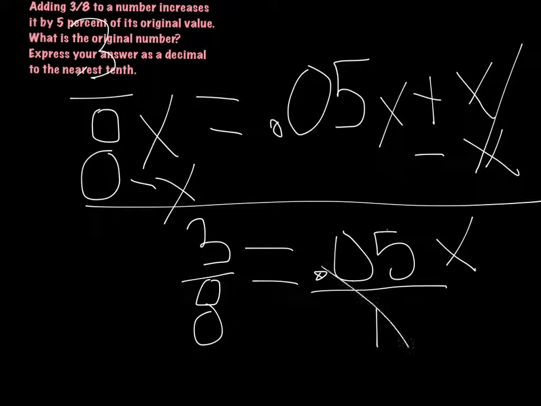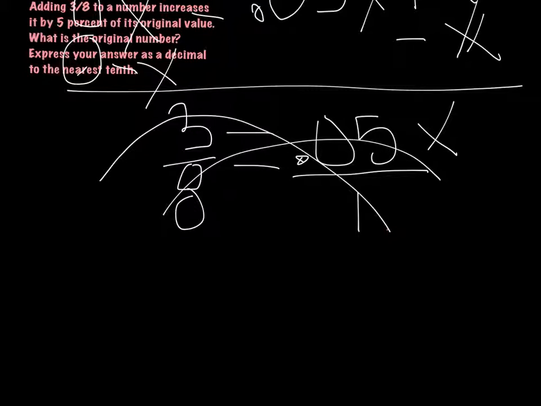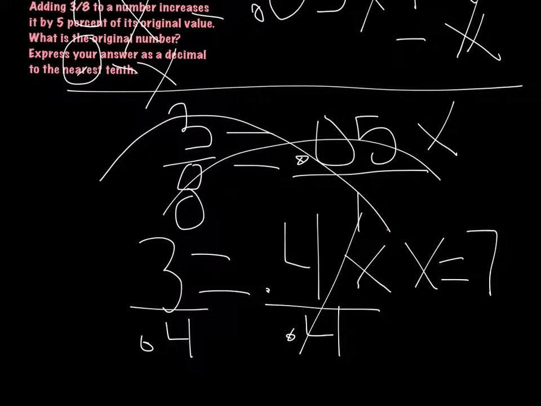So then you'd cross multiply 1 by 3 and 8 by 0.05. Then you'd get 3 equals 0.4x. And then now it's a common one-step equation, so you'd solve. So divide by 0.4 on both sides, and you'd get x equals 7.5. So then again, your answer would be 7.5.